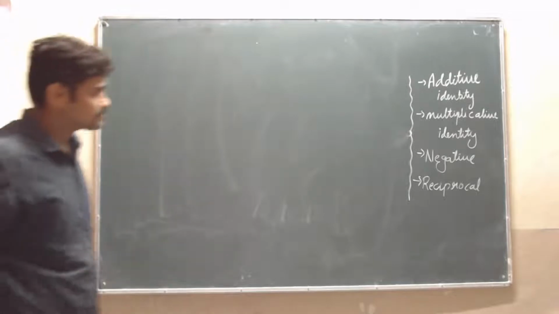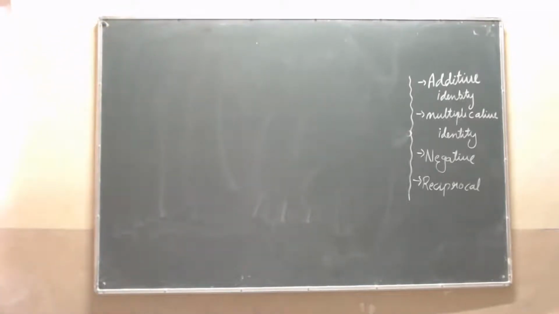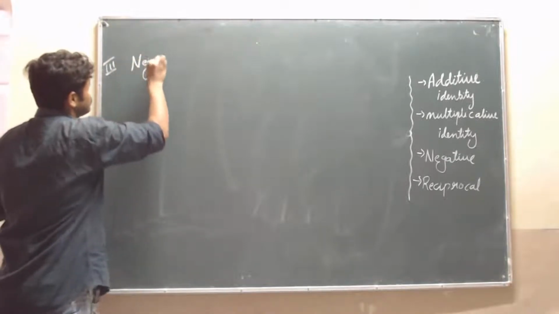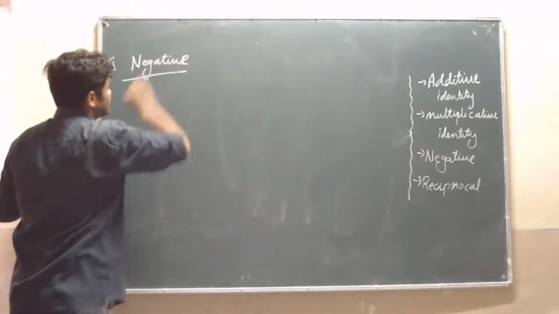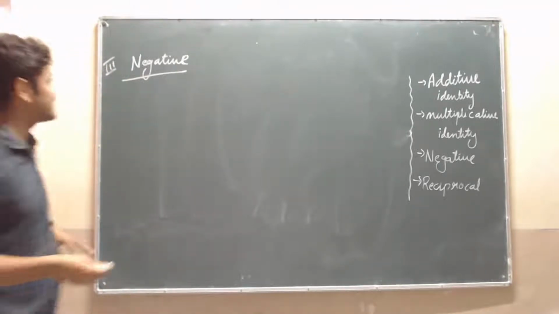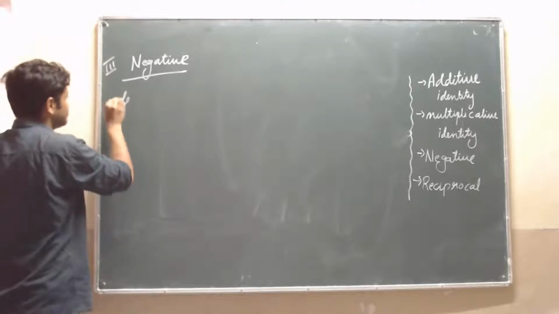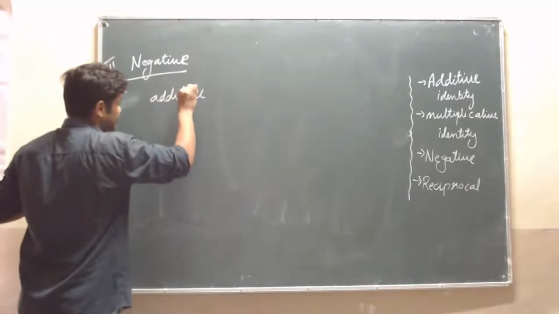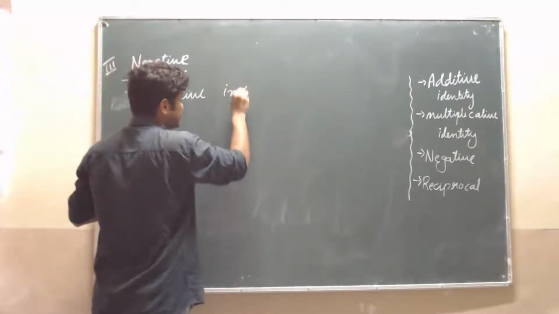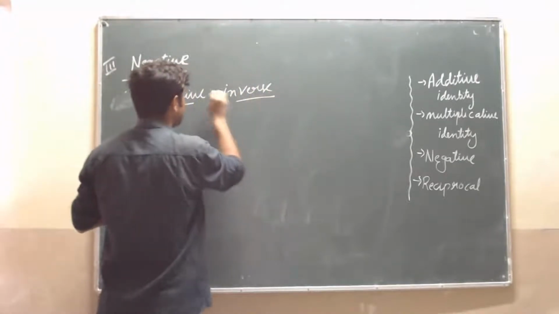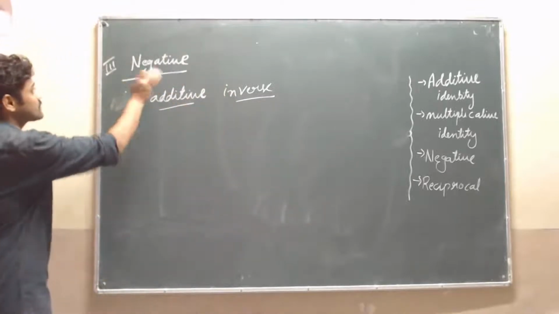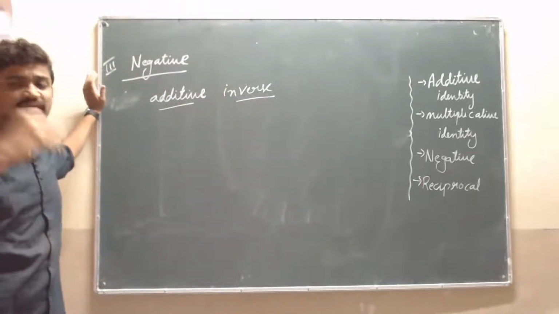What is meant by negative? The third one is negative. Negative we can also call an additive inverse. It is additive inverse. Inverse, not identity, it is inverse. First, it is easy to understand with negative numbers.